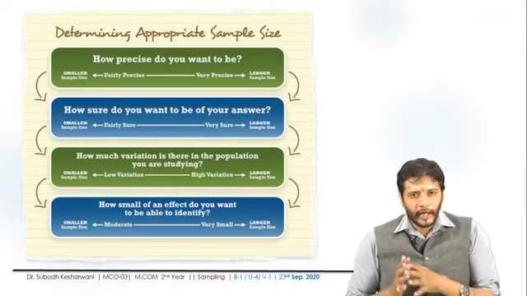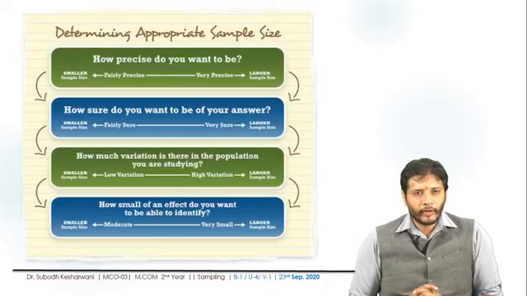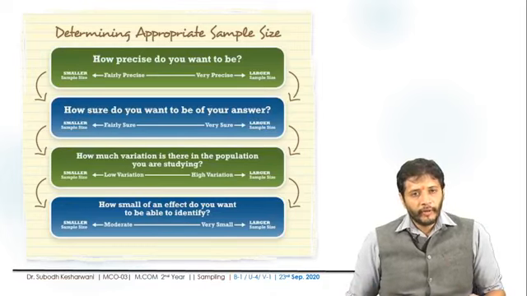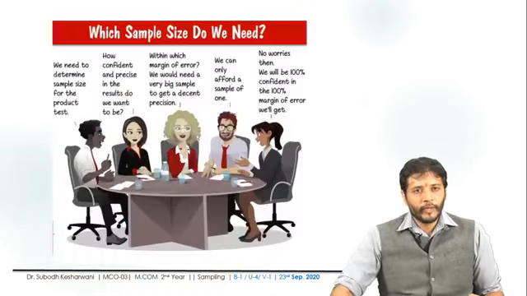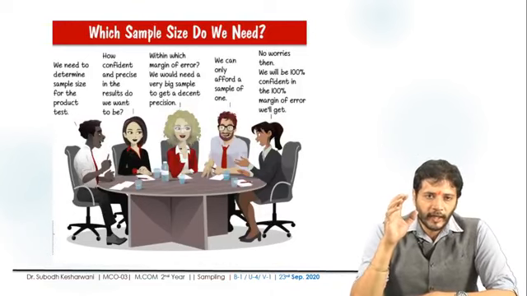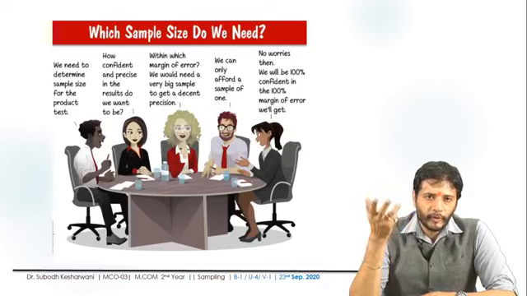So how much variation is there in the population you are studying, and how are you going to bring in the variation, low variation, high variation, and how small of an effect do you want to be able to identify, because for that a certain model needs to be done. So which sample size do we want exactly? These are the questions which need to come up when you are going to talk about the sample size, and whether we can only afford a sample of one.